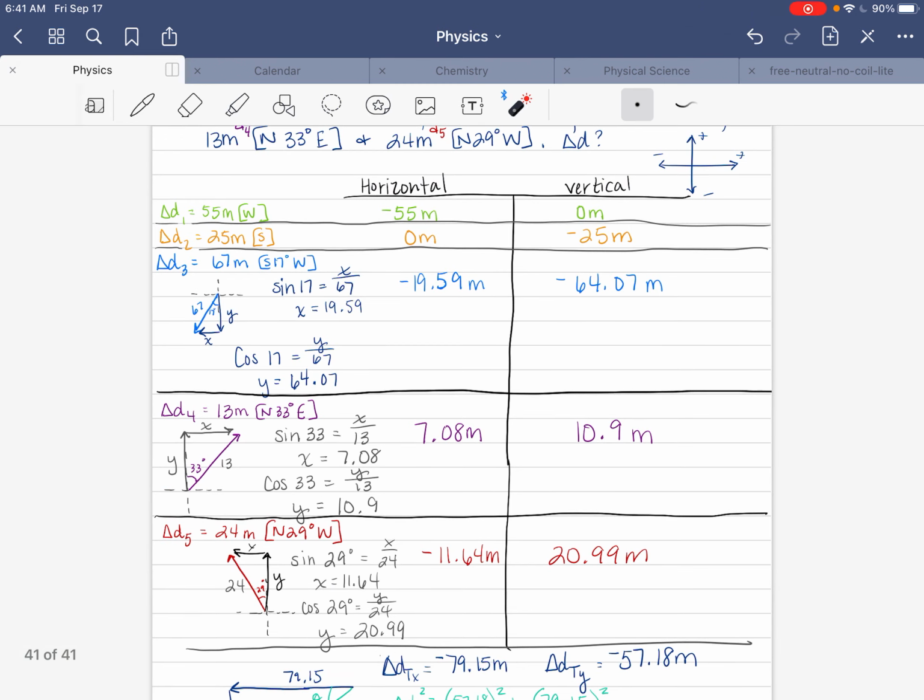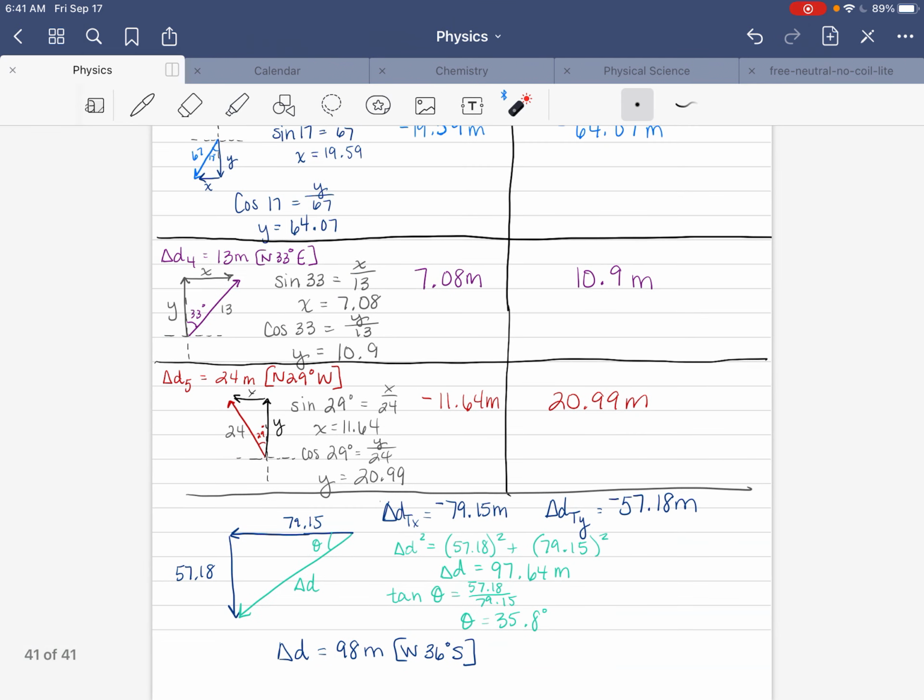Once I get all of the horizontal and vertical aspects of all 5 of my vectors, I'm going to go through and add. So I'll do negative 55 plus 0 plus negative 19.59 plus 7.08 plus negative 11.74. And then I do the same for vertical. I add up all of the vertical aspects. So my total x displacement is going to be negative 79.15, whereas my total displacement in the y component is going to be negative 57.18.